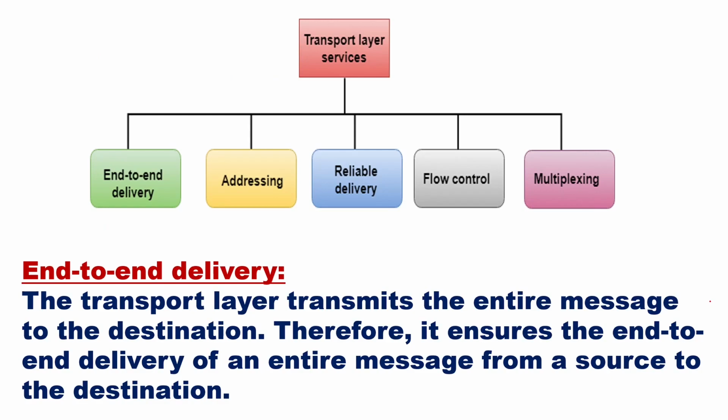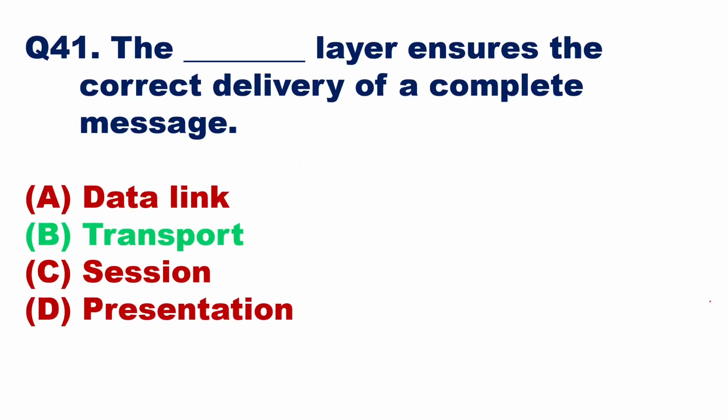Here you can see the transport layer services. Its first and main service is end-to-end delivery, addressing, reliable delivery, flow control, and multiplexing. In end-to-end delivery, the transport layer transmits the entire message to the destination. Therefore, it ensures end-to-end delivery of an entire message from source to destination. So option B, transport layer, is the correct answer.